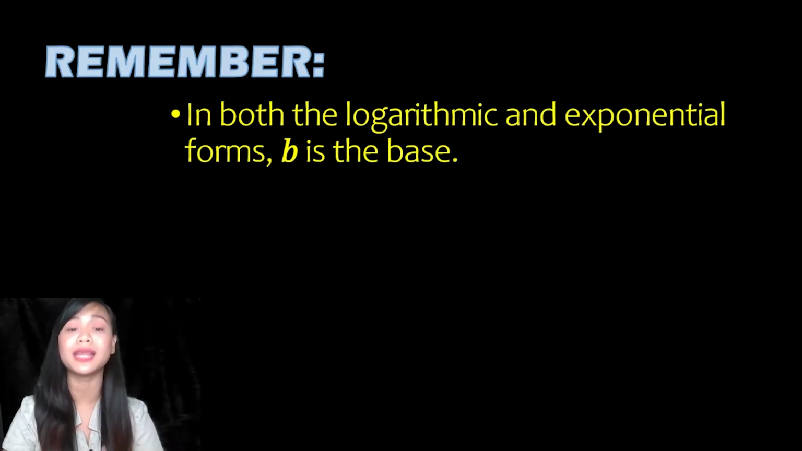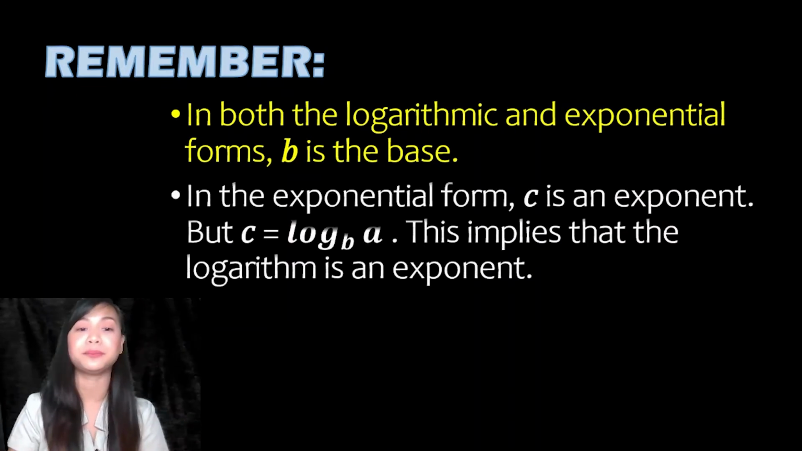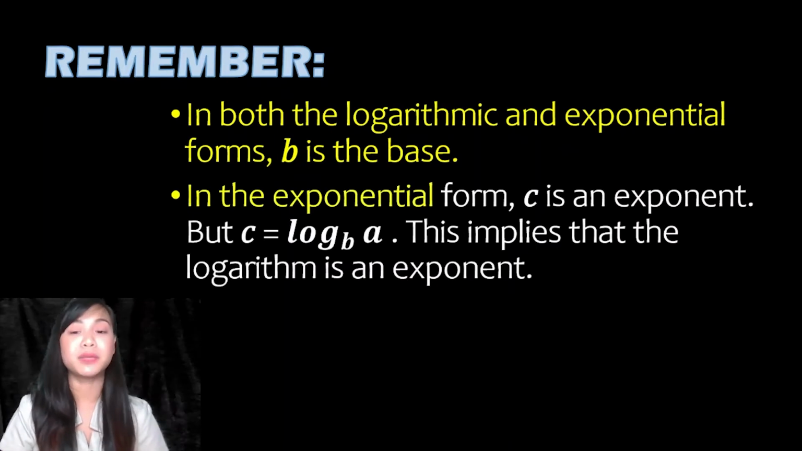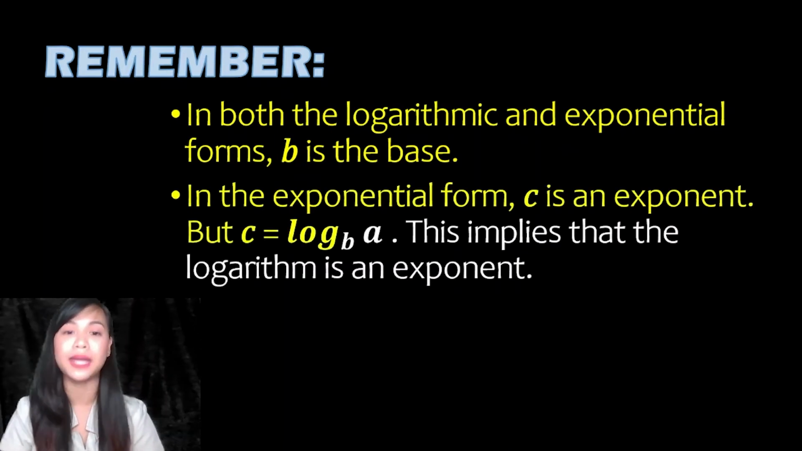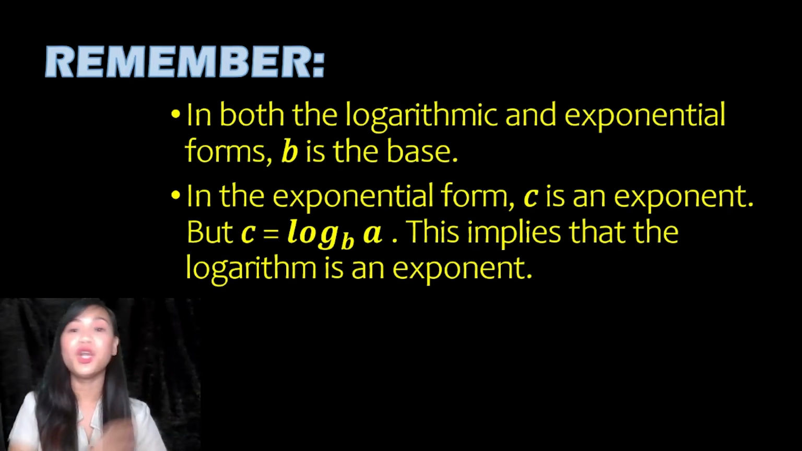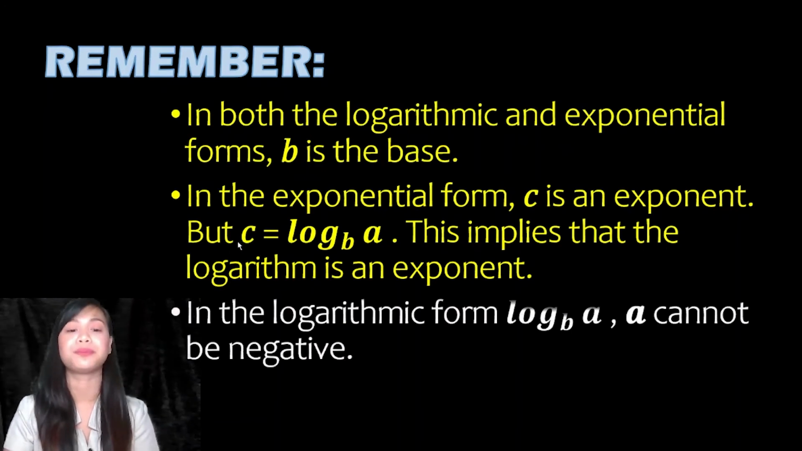So don't forget that your b is the base. In the exponential form, c is an exponent, but c is equal to log base b of a. This simplifies that the logarithm is an exponent. So your logarithm is just equal to your exponent. So log base b of a is equal to your c, which is the exponent.